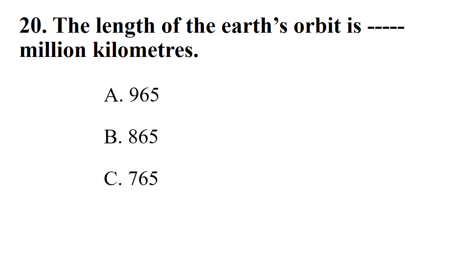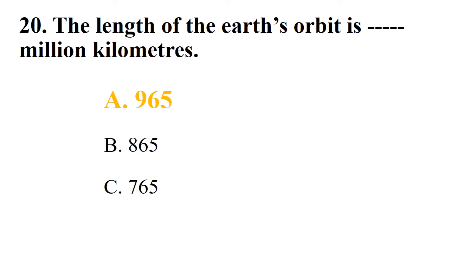Next, the length of the Earth's orbit is dash million kilometers. Options: 965, 865. Right option: 965.